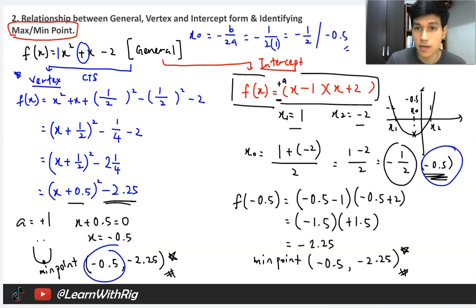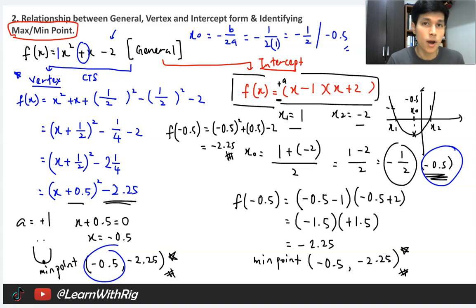So once you already found the x value, to find the y value of the minimum or maximum point, you just have to substitute into this equation. So if you substitute negative 0.5, minus 2, when you use your calculator, you should get the answer negative 2.25. So this is your y value of the minimum or maximum point. So in this case, your stationary point or turning point is going to be this.